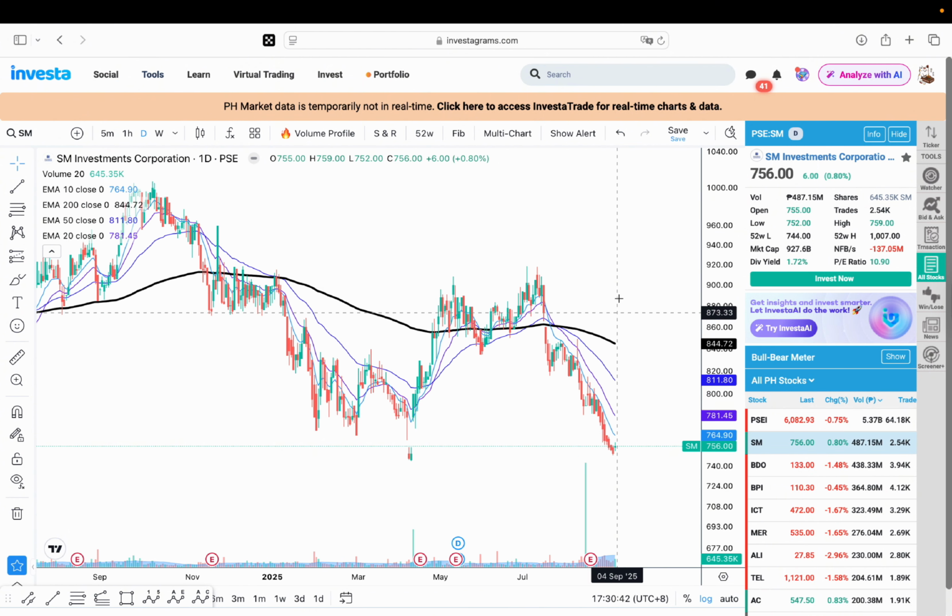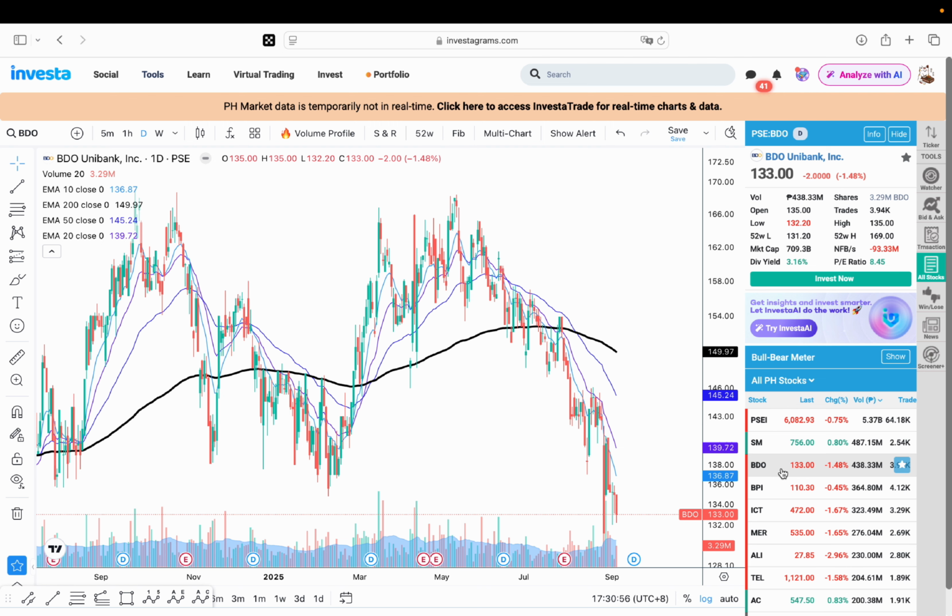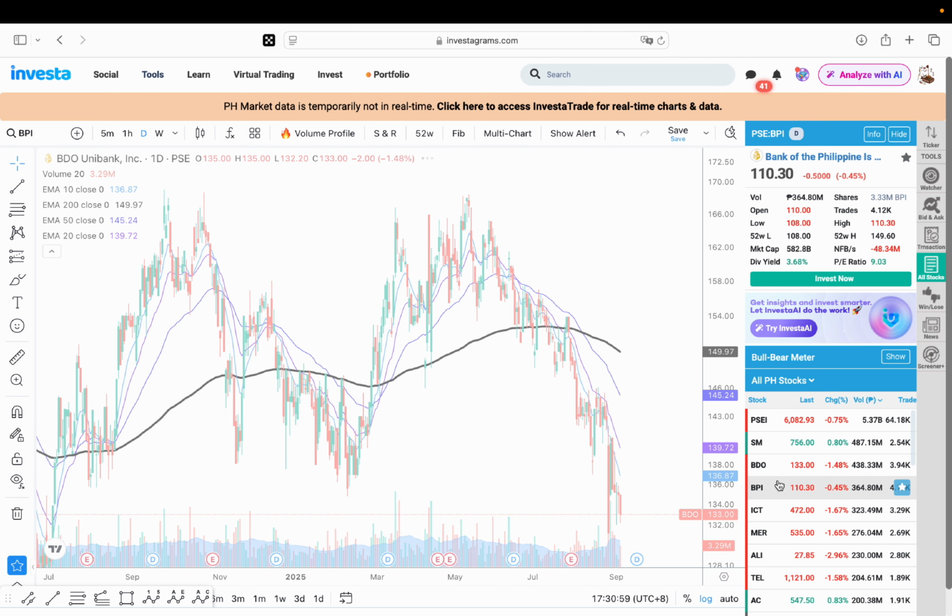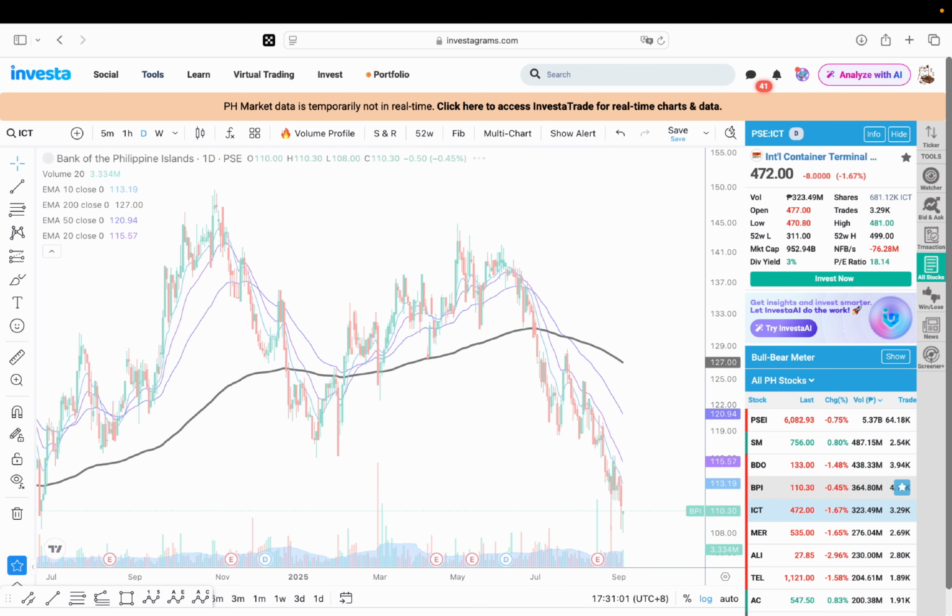It's trading below all of the EMAs, not a good sign. You want to be looking for stocks that are trading above the EMAs, which means that it is outperforming the index. And that's where you want to put your money in. Okay? BDO below, BPI below as well.